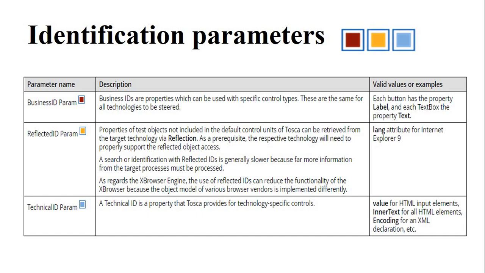The reflected ID parameter is also there, and this is the slower one because you have to provide the specific value and it will interact, and when it interacts, the execution takes time, so it is the slower one. There is also a technical ID parameter. We need this when we have to provide any specific technical value to that parameter. These are color coded, and you can also create them from the module or its attribute point of view.